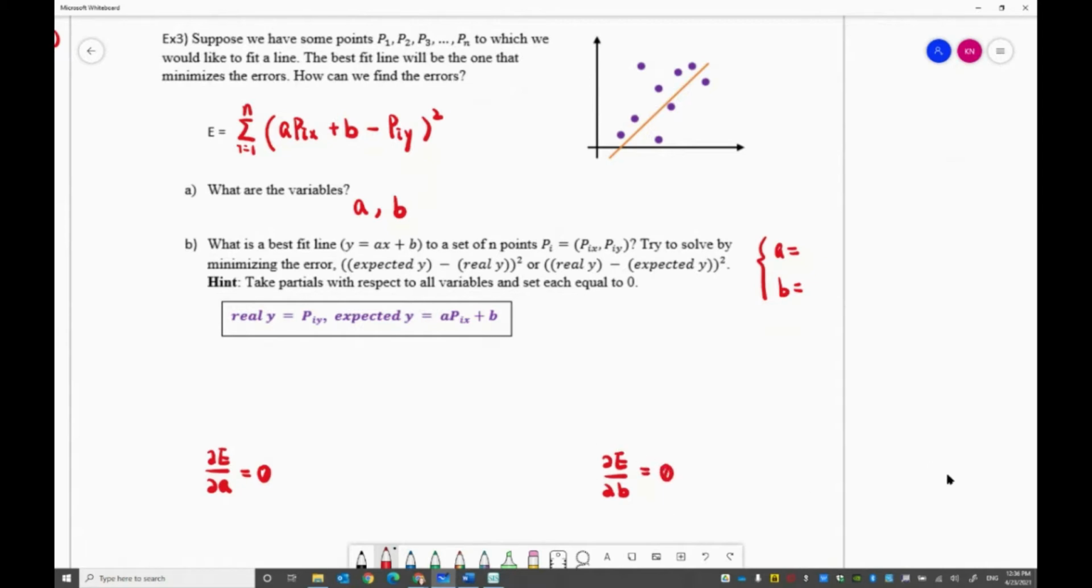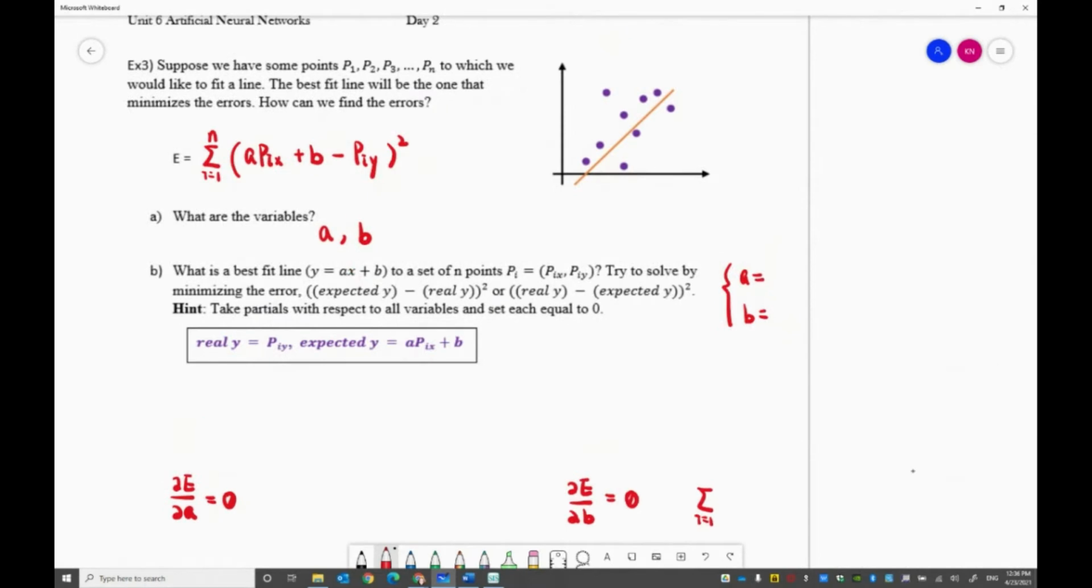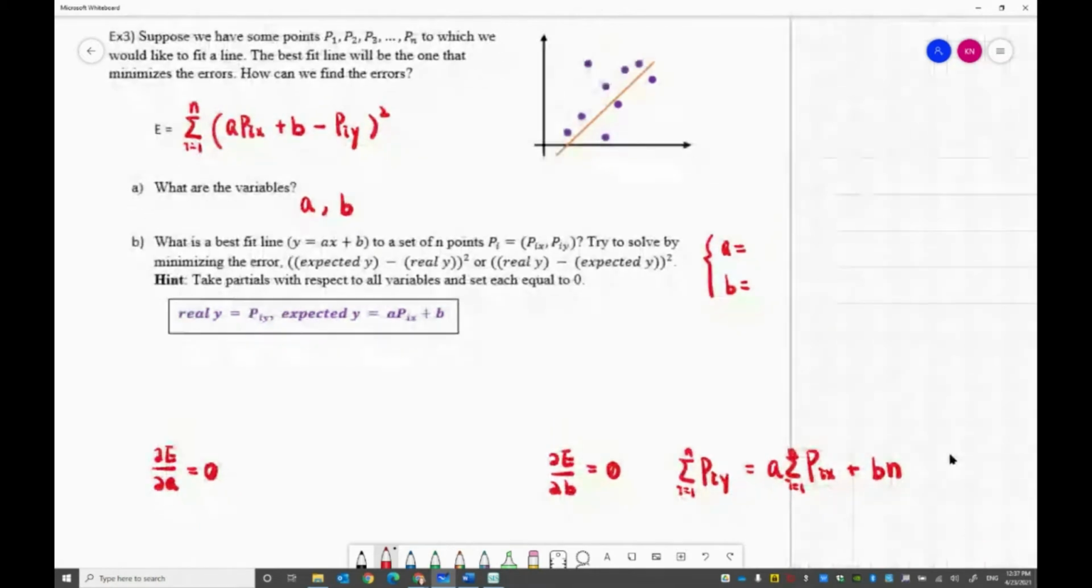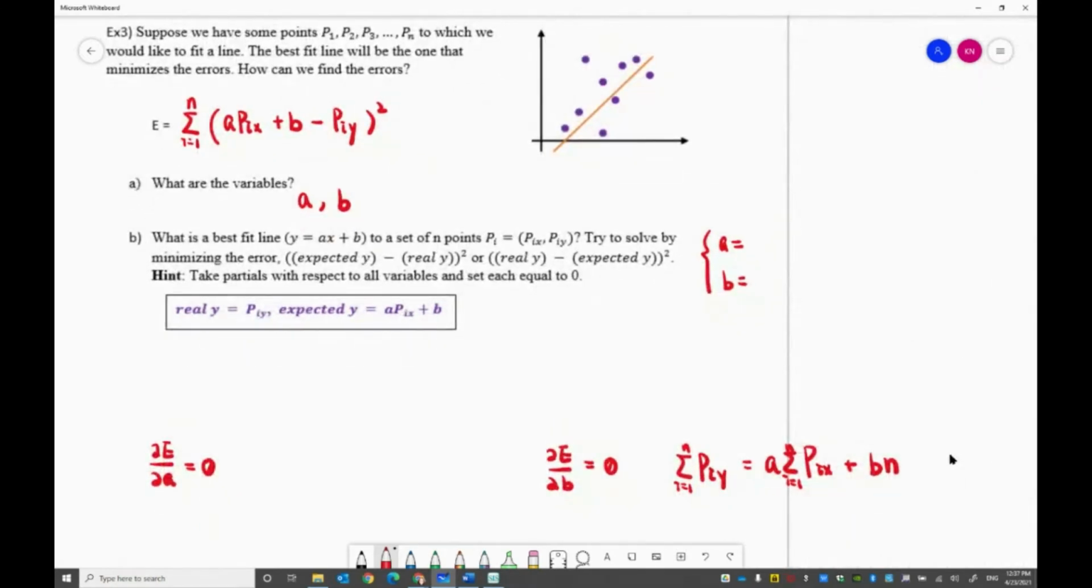We already know the second part: the sum of points sub iy equals a times the sum of points sub ix plus b. It is too complicated, so we are going to set something for easier calculation. I'm going to set 4 things, naming them to simplify, so I make a symbol. P sub x means the sum of all the x values. Then P sub y means the sum of all the y values.